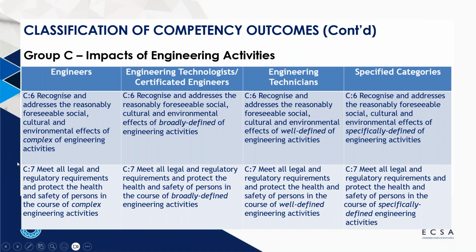So in terms of outcome 7, I'm referring to outcome 7 because on the engineering report, it simply says that it's outcome 7. So over here, they wrote C7, which is outcome number 7 in the engineering report. It says: meet all legal and regulatory requirements and protect the health and safety of persons in the course of complex engineering activities, just focusing on the engineers. But you will realize that this particular one also still applies across all the categories.